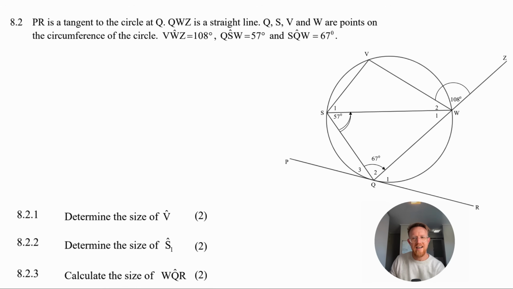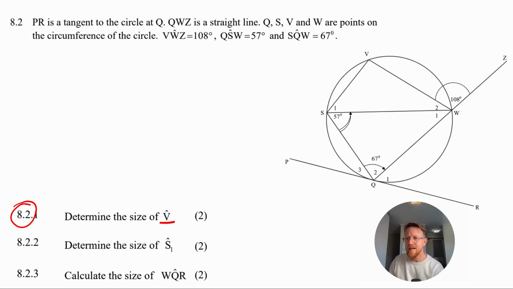PR is a tangent to the circle. QWZ is a straight line. QSVW are points, and then they give us some angles. But everything that they've told us here is already on the diagram. So that's all that I'm looking for. First question, determine the size of angle V. So angle V is over here.